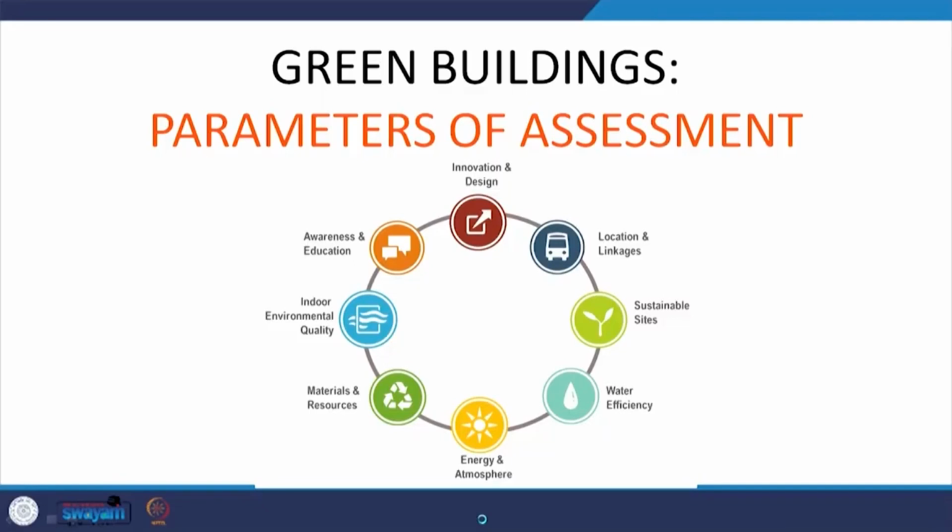So, in some of the rating systems, energy and atmosphere is the most weighted one. However, in some others, the materials and resources or sustainable sites are the most important ones, and like that. In some cases, awareness and education is totally absent, and so on. So, these different parameters of assessment are present in different rating systems with different weightages.